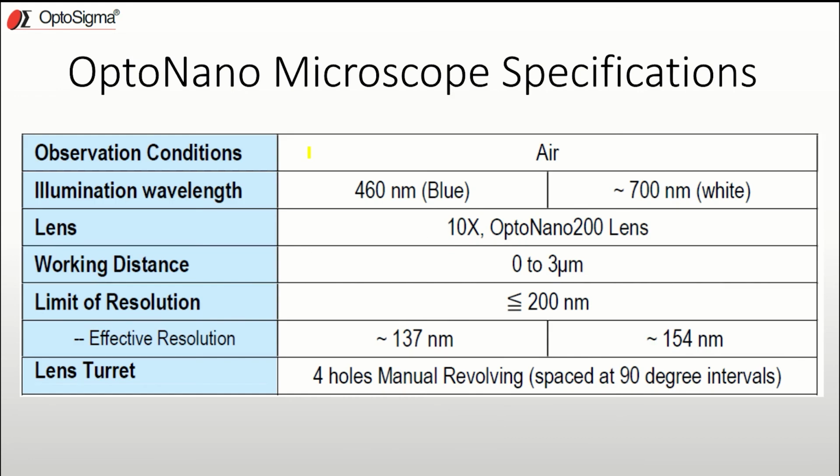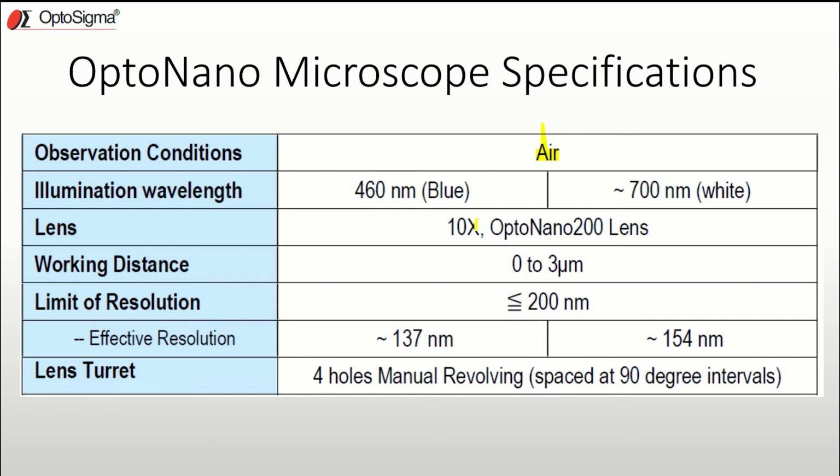Now, here are some of the main specifications for the OptoNano. One of the nice features here is the observation conditions. No special preparation, it's just air. You can do everything in air, no vacuum required, no dyes or anything like that. So that's a real advantage. For illumination wavelengths, you can get monochrome. This one is 460 nanometers blue, or you can get another version that's white light, which centers around 700 nanometers.